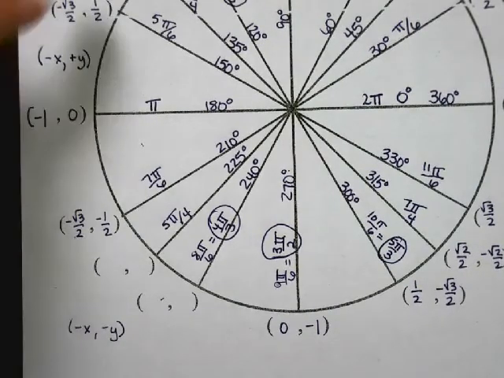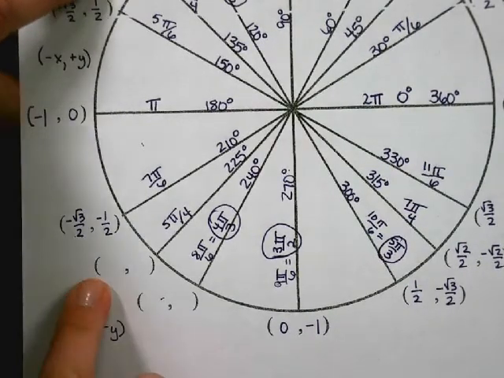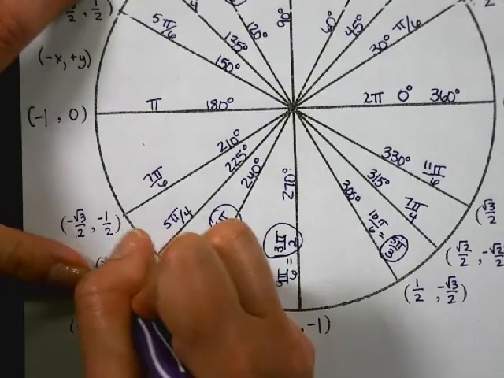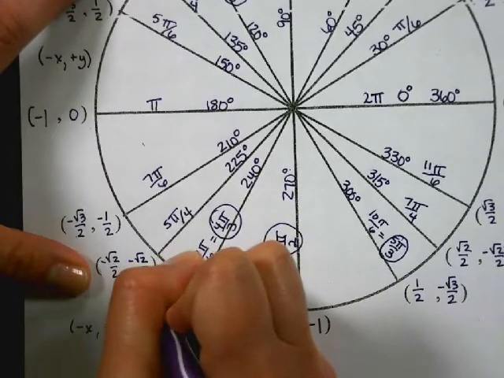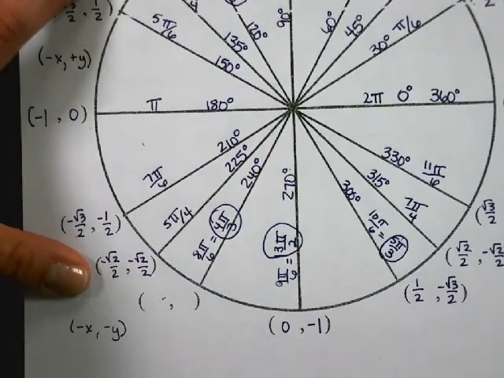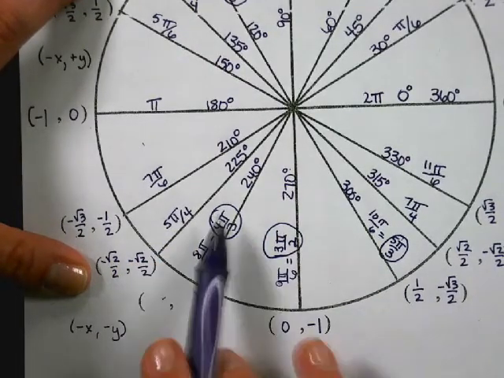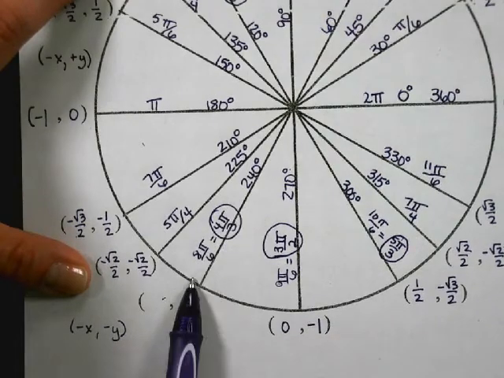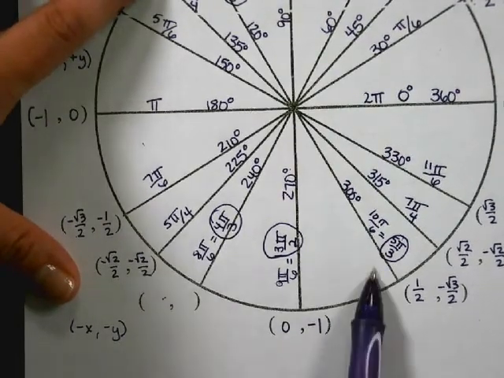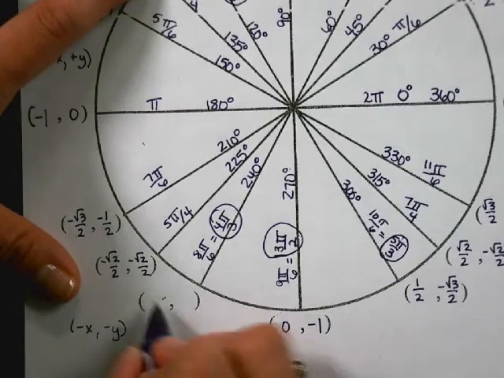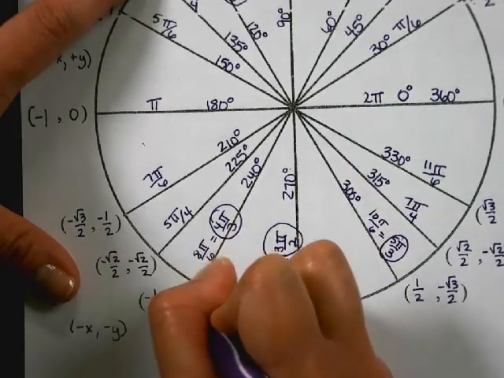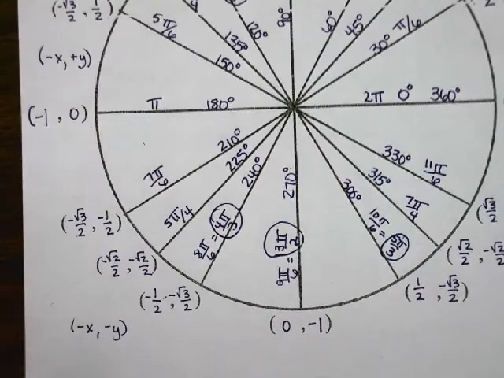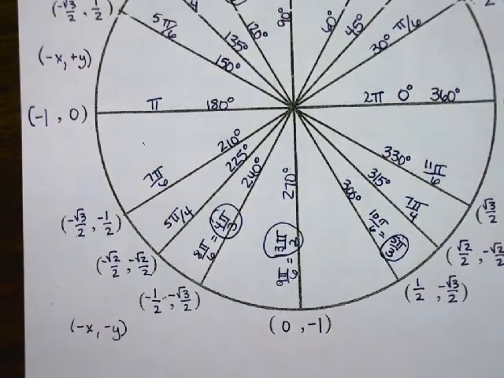225 has the same reference angle as 135 and 315. Negative root 2 over 2, negative root 2 over 2. 240 has the same reference angle as 120 and 300. Negative 1/2, negative root 3 over 2. You just made a unit circle.